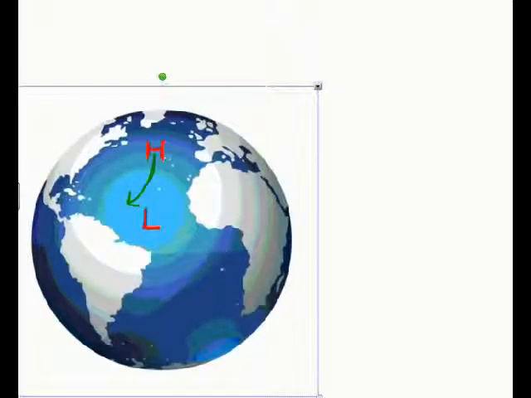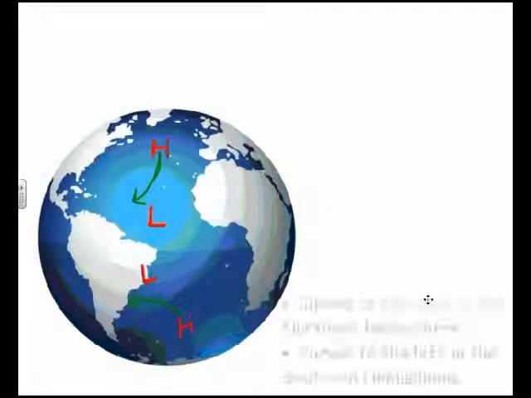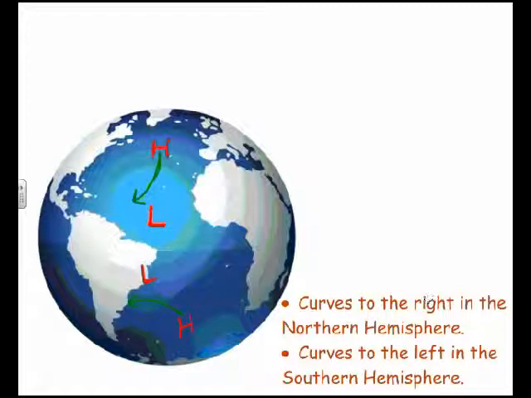In the southern hemisphere, that curve is to the left. So if there's a high pressure system here, a low pressure system over here, in the southern hemisphere, the air wants to move from high to low, but that curve is to the left. So we see that in the northern hemisphere, the curve is to the right. In the southern hemisphere, the curve is always to the left. And it's important that you face the same direction that the wind is facing.